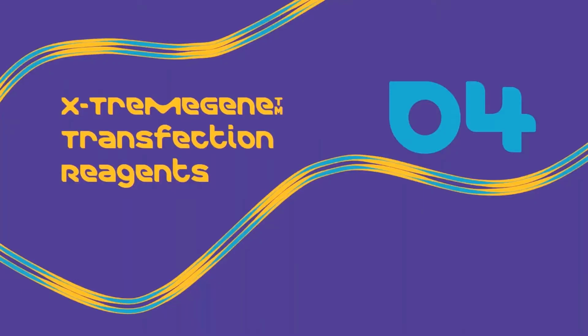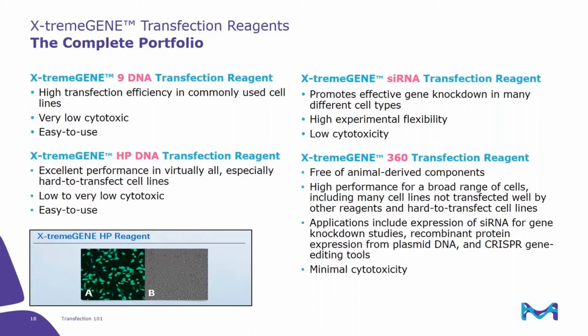Now that I have provided a complete overview of transfection, I will move on to our transfection portfolio. We are the exclusive distributor of Roche reagents, including the Extreme Gene family of transfection reagents. There are 4 key products in the Extreme Gene portfolio. Extreme Gene 9 and HP are for transfection of DNA. The key difference between these reagents is that Extreme Gene 9 delivers DNA to commonly used cell lines, while HP is excellent for difficult to transfect cells.